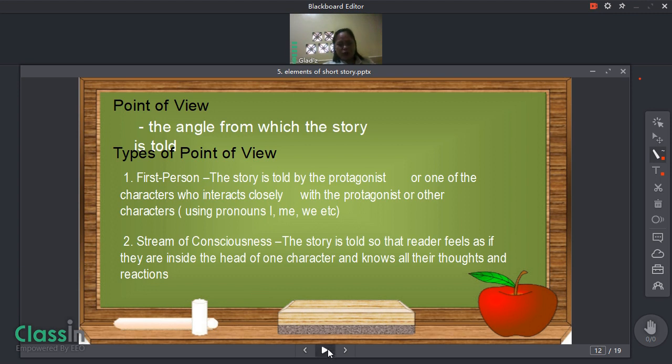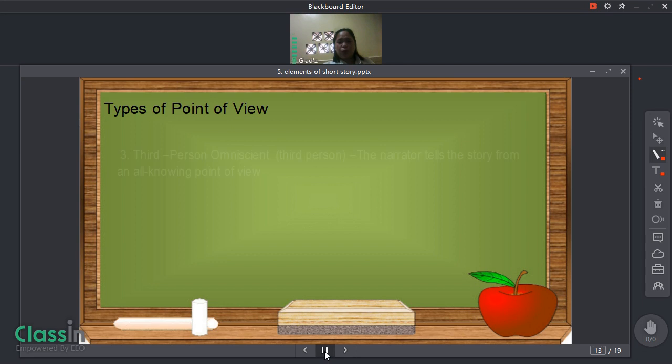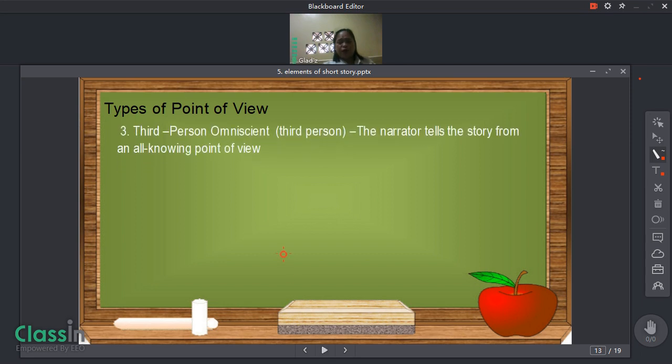So the reader seems to be in the head of one of the characters and knows everything that happened in the story. And then the third one, which is the most common POV or point of view, is the third person omniscient. The narrator tells the story from an all-knowing point of view. So in this point of view, there is a narrator who is narrating the whole story, knowing everything that happened in the story.